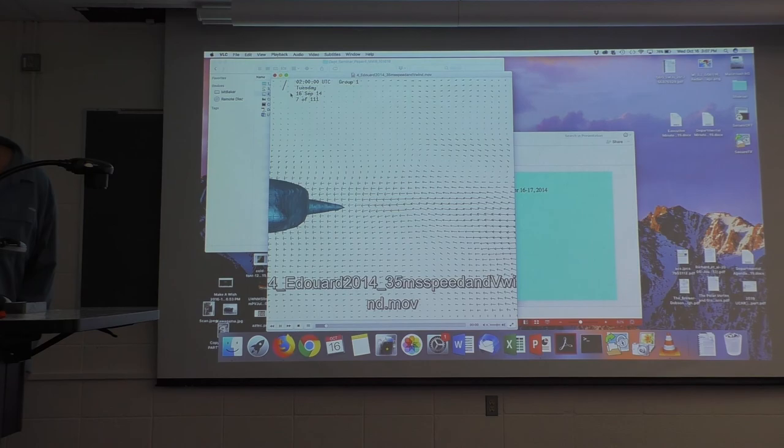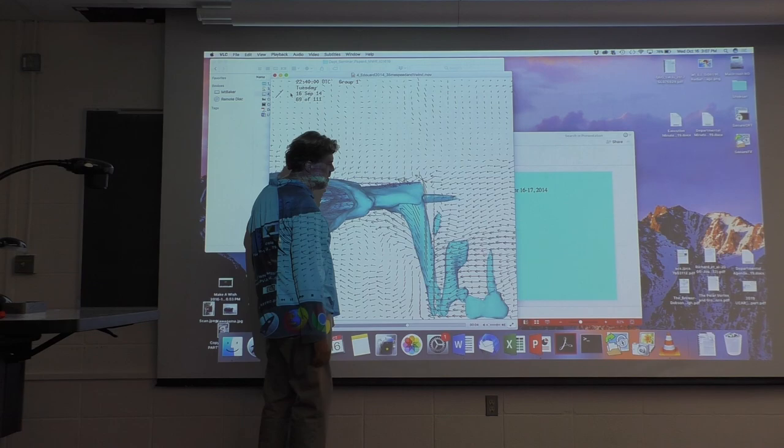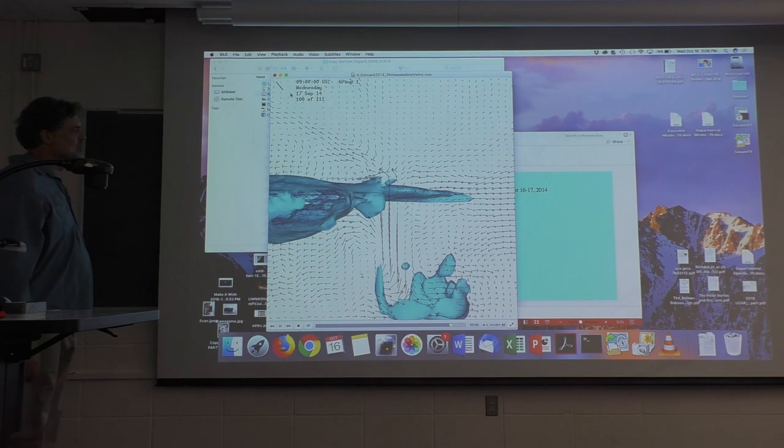So that way is north. Here's the subtropical westerly jet. And there's a speed maximum here. This is the first pulse of an updraft with high speed air, and it accelerates relative to what went into the storm. There's another, and there's another.